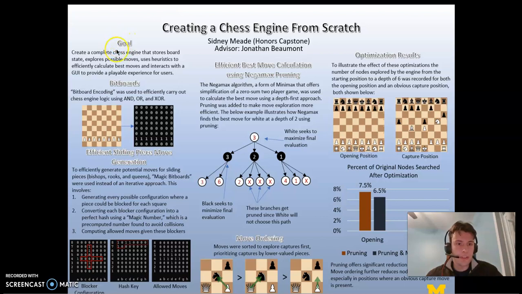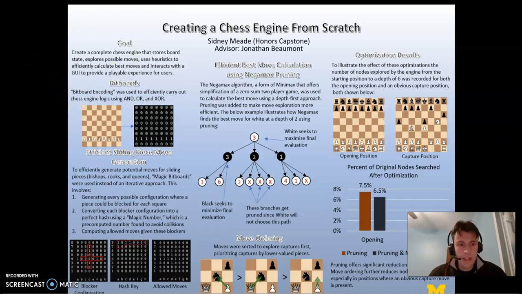So to start off here, the goal of the project was to create a chess engine that can store board state, explore possible moves, and use intelligent heuristics to efficiently calculate best moves from a given position, and then interact with the GUI to provide a playable experience for users.